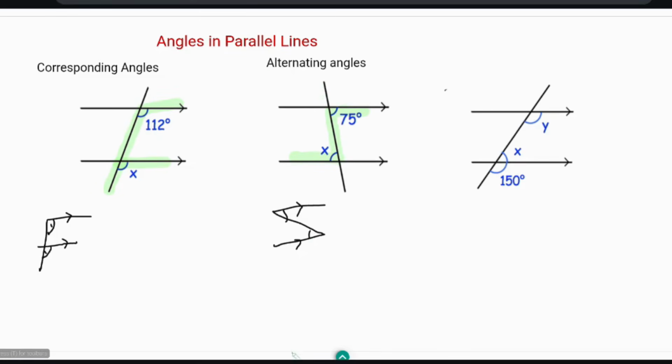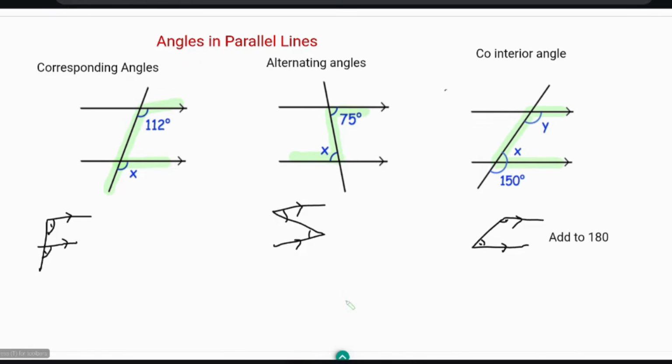And here we have the C angle. The official name is co-interior angle. Now, co-interior angles are not the same. You can tell they don't even look the same. Co-interior angles add to 180. So it's these bits here that add to 180.